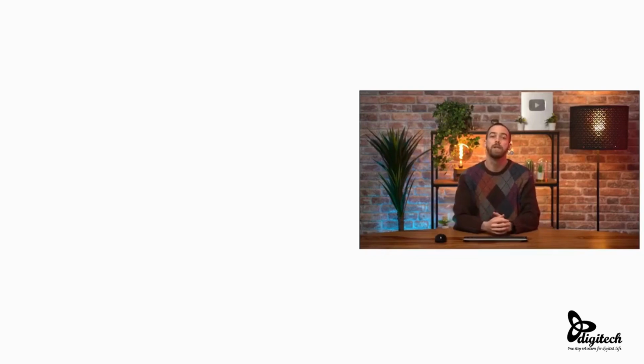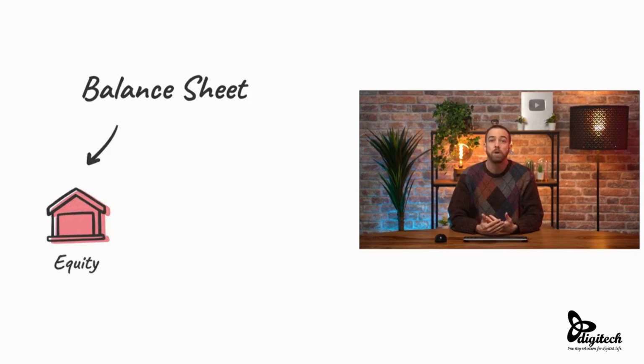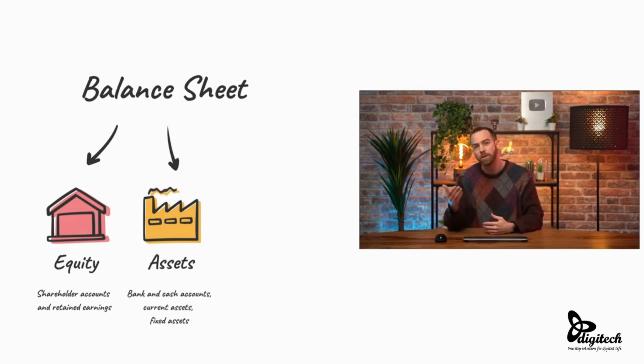Let's look first at the accounts that appear on the balance sheet. Equity accounts represent the financial ownership of a company. So these are used for shareholder accounts and retained earnings. Assets are what the company owns and can be separated into subtypes like bank and cash accounts, current assets like your accounts receivable, and fixed assets like property, equipment, company vehicles, etc.